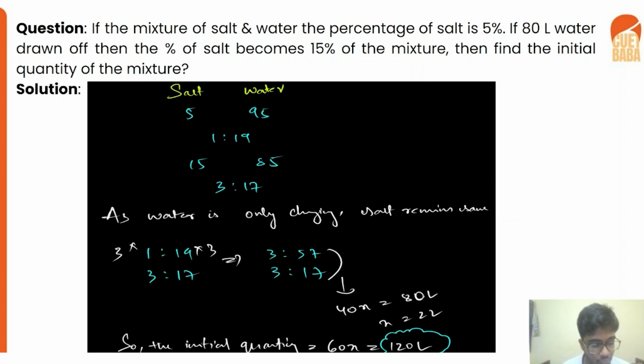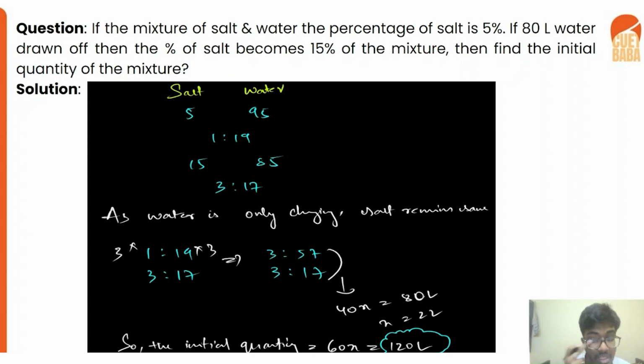If the mixture of salt and water, the percentage of salt is 5%. Okay, in the mixture of salt and water, it's not the "if", it is "in". So in the mixture of salt and water, the percentage of salt is 5%. So what would be the percentage of water? 95%. Now if 80 liters of water is drawn off, okay, now water has been decreased, 80 liters of water has been taken out, then the percentage of salt becomes 15% of the mixture. So whenever 80 liters of water has been taken out, the salt percent becomes 15% of the mixture. Then find the initial quantity of the mixture.